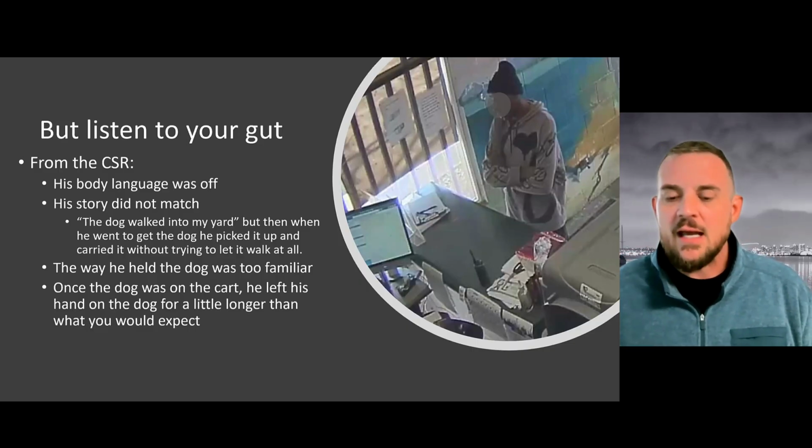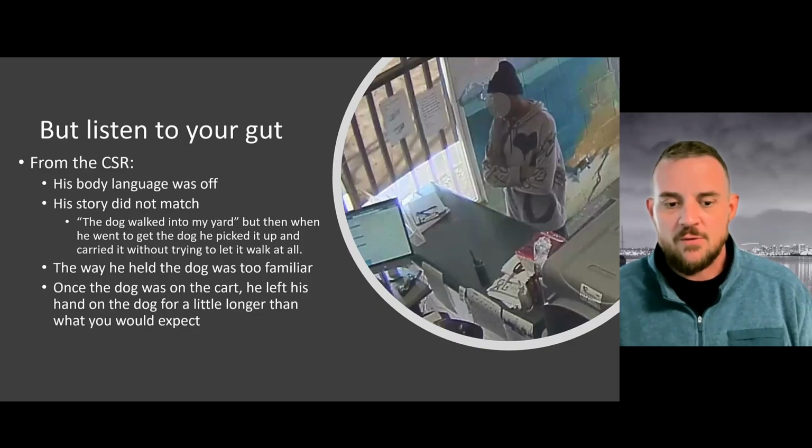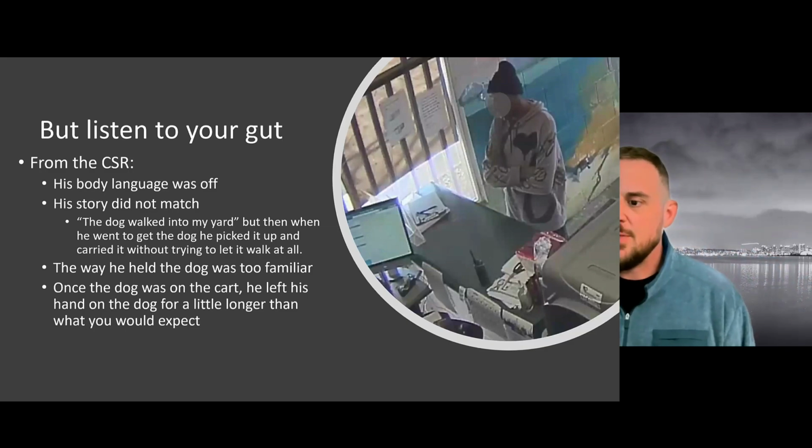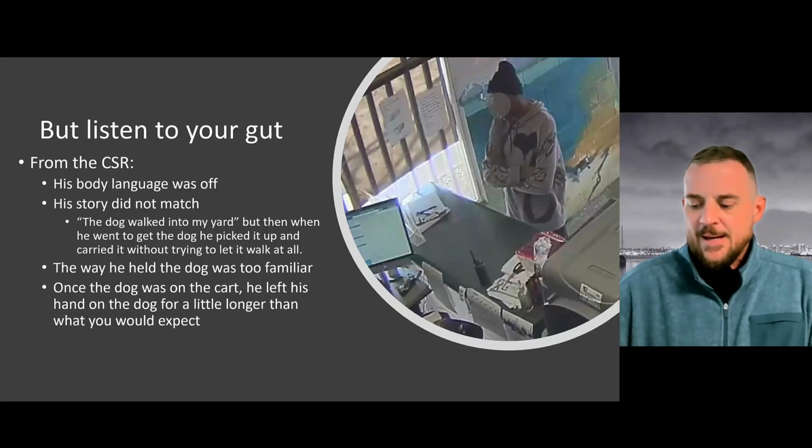And then she said the way he held the dog was really, really familiar. And then when he put the dog on the cart, because the dog wasn't able to walk very well, he left his hand on the dog for a little bit longer than what you would expect. So those were the things that she shared with me, and I was like, okay, let's see what's going on.